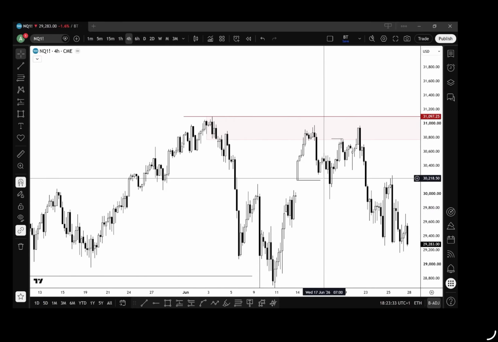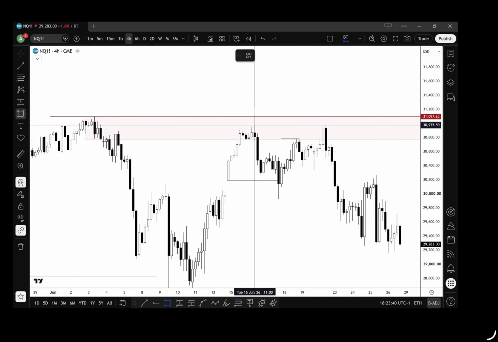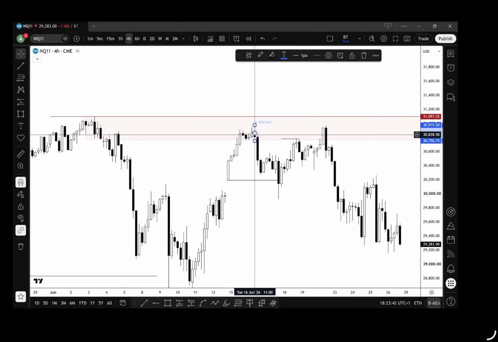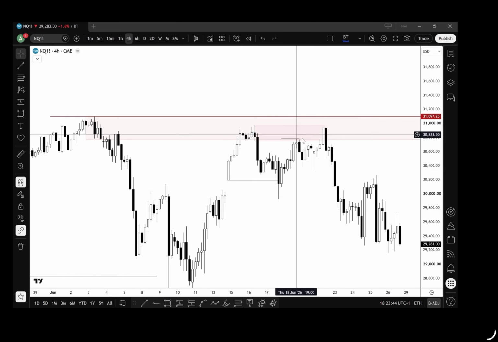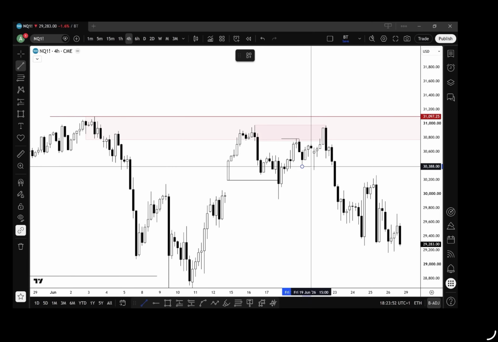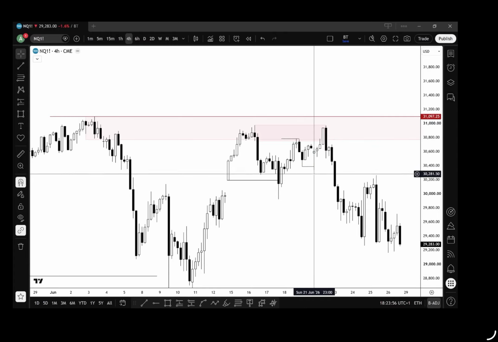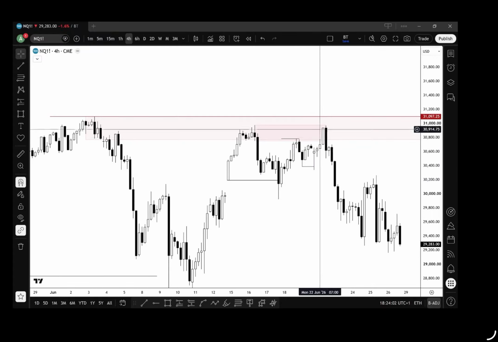So just to break it down, we broke structure to the downside and we came to the highs, and we had these breaker structures. So look, we broke down, we came back into that area and we broke down again. So what are we doing here? We're inducing sellers. So as soon as we opened on Sunday/Monday, you can see we had this bullish move up.